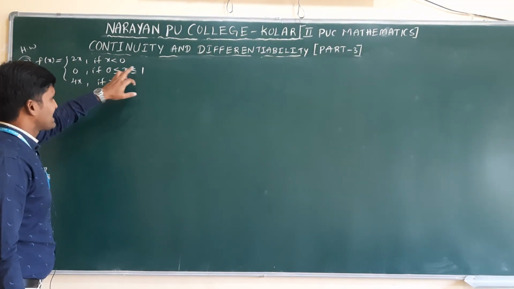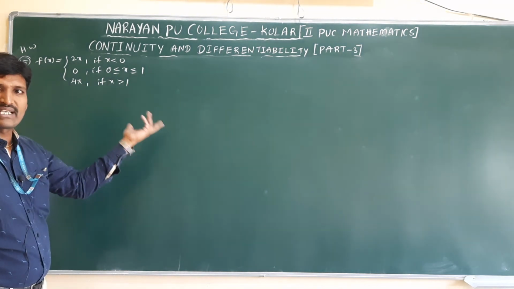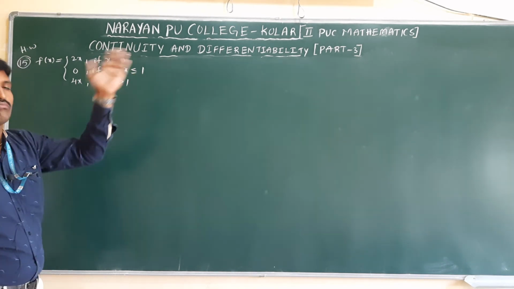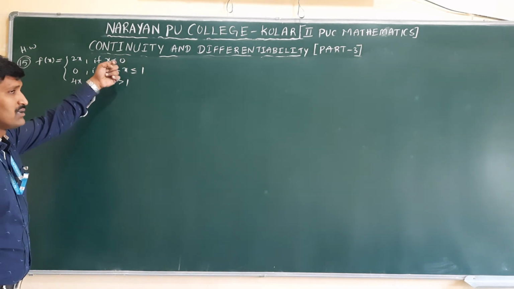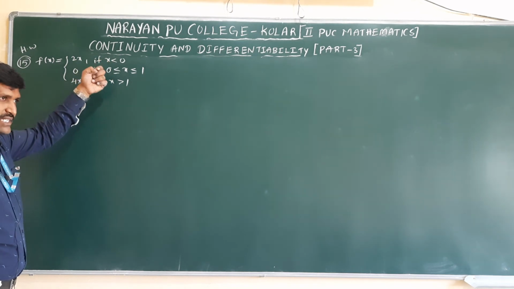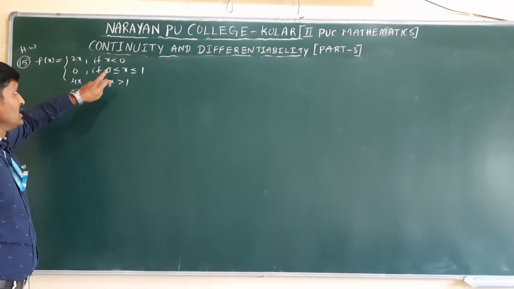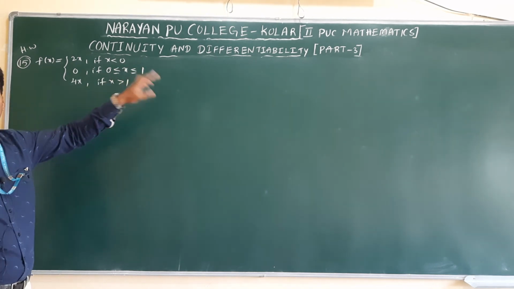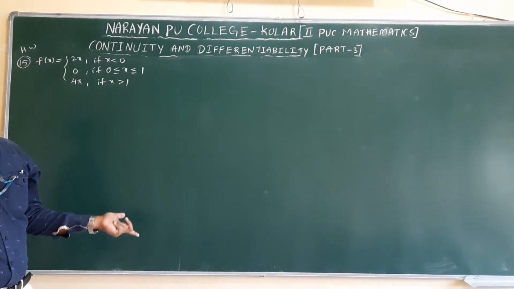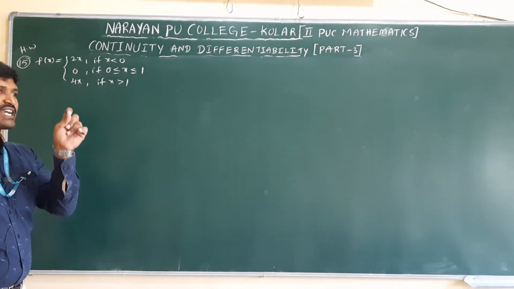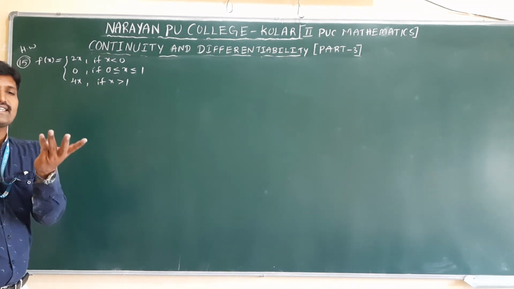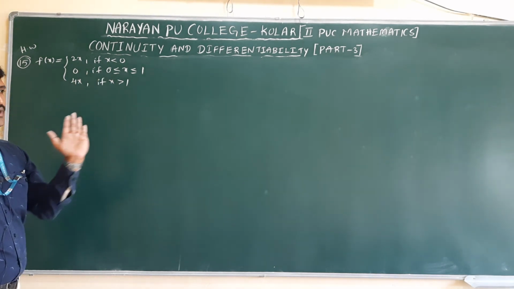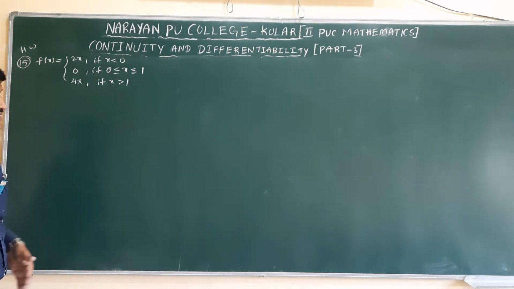Next, what will you take? 0 less than a less than 1. Equal to 1 means again we need to check LHL, RHL and f of 1. So we don't take equal to 1 separately, it has to be a separate case. First case, a less than 0; at x equal to 0, second case. Third case is 0 less than a less than 1. Fourth case is at x equal to 1. Fifth case is x greater than 1. Okay? When you want to check at the point, in that case LHL, RHL, f of a. Only for less than 0 or greater than 0, single function, you use the first definition.